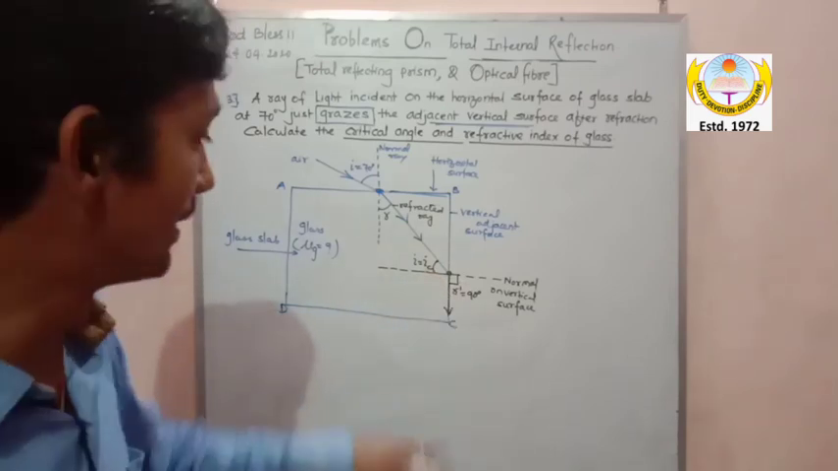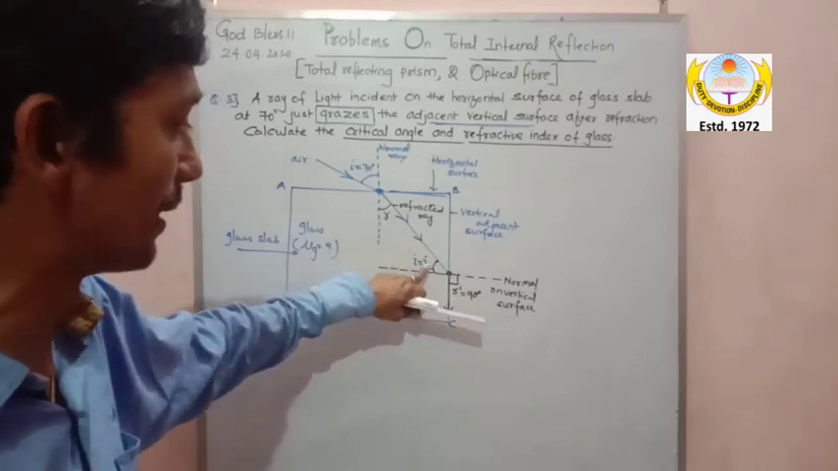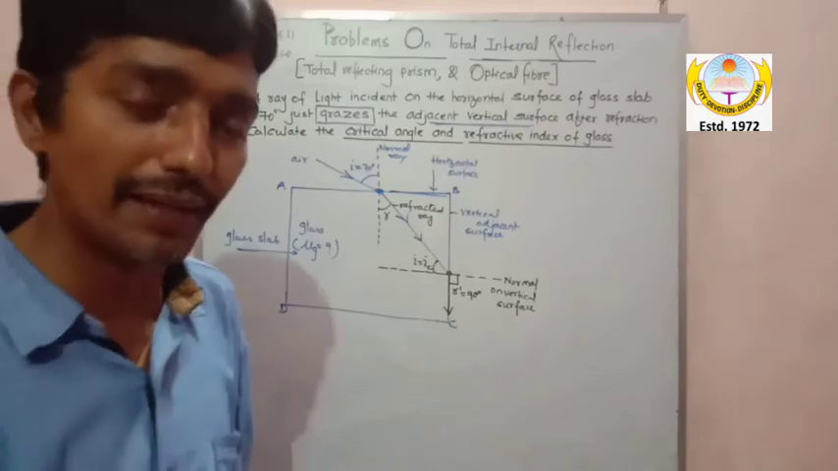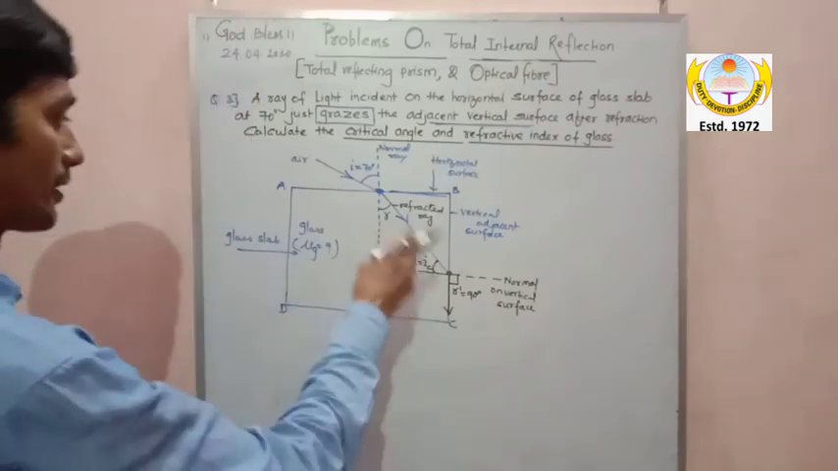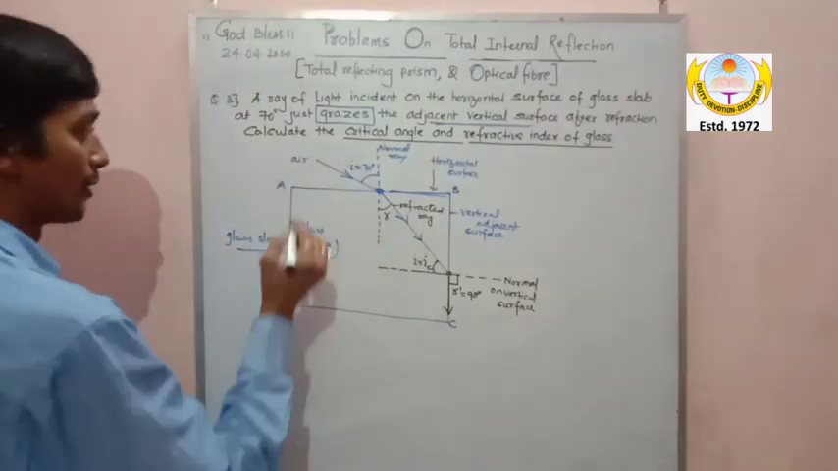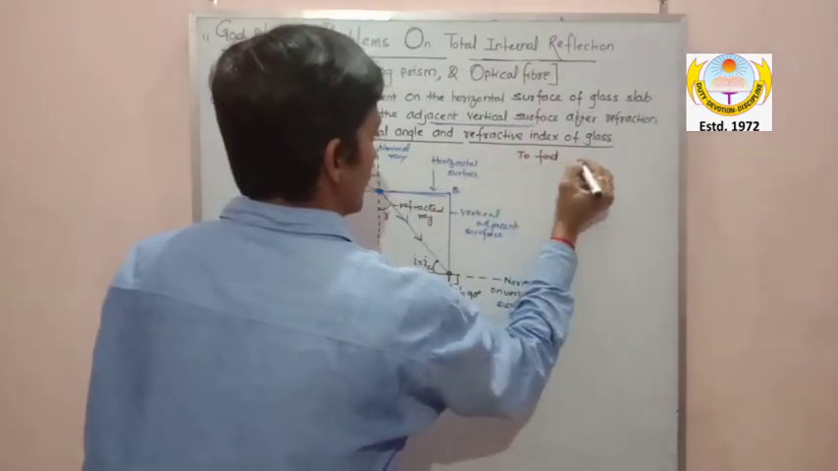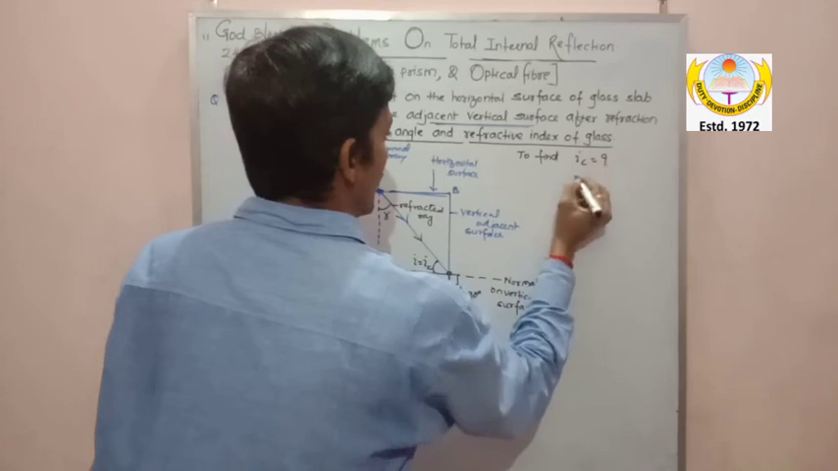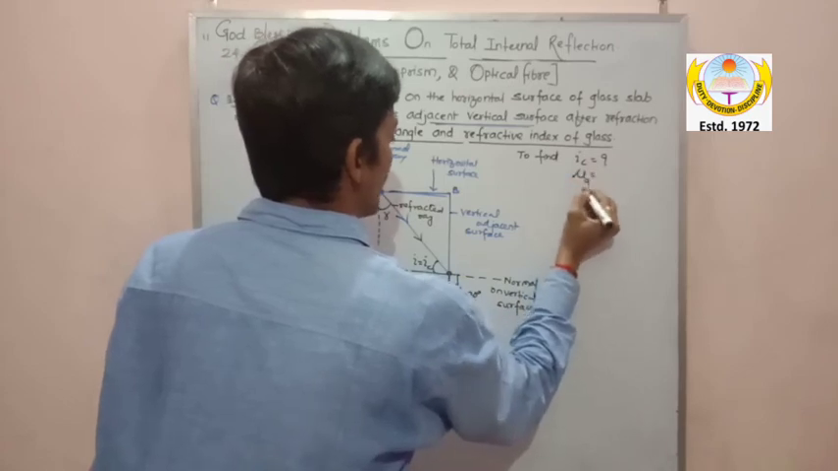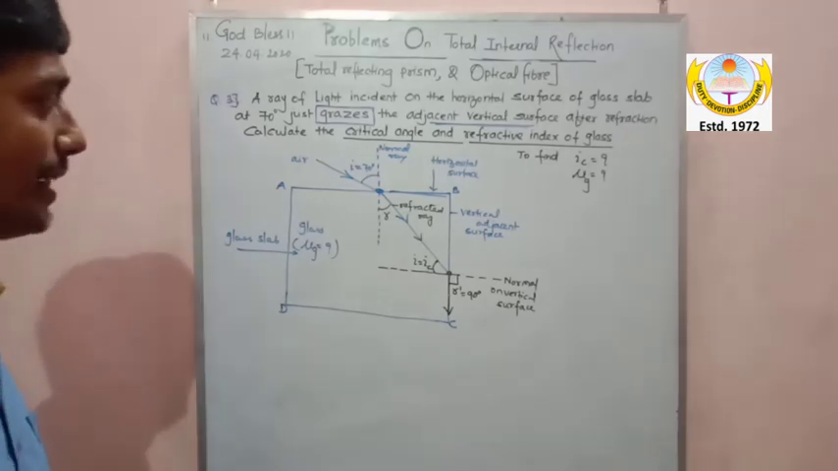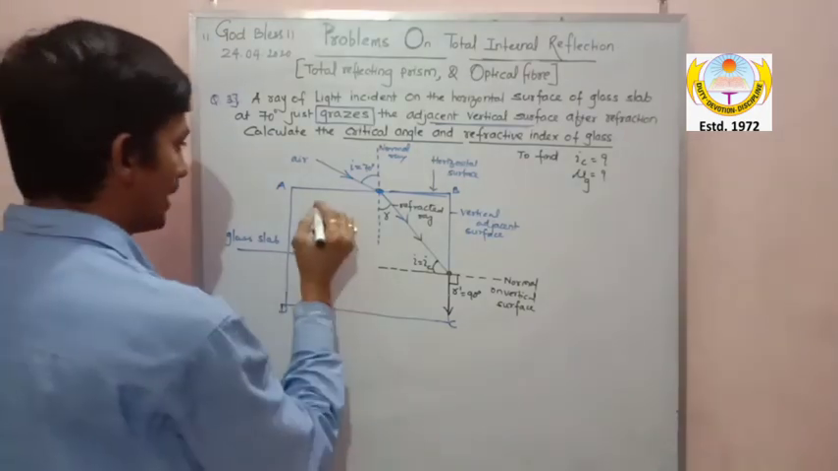You all know, in the denser medium, when the angle makes critical angle, I becomes IC, then R will become 90 degrees. We have done this in theory. So this is very important to understand. So now my dear, we have to find two things: to find IC and to find mu of glass.